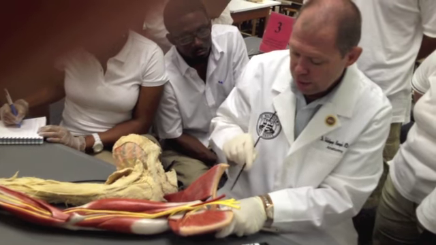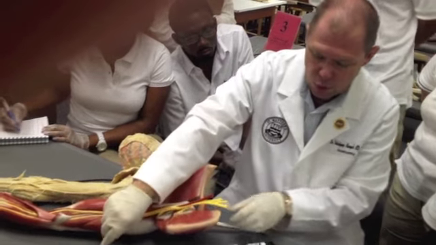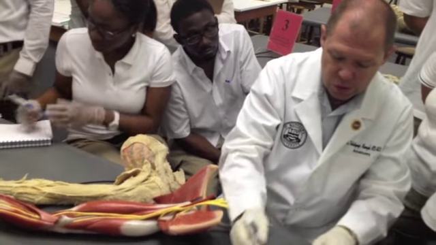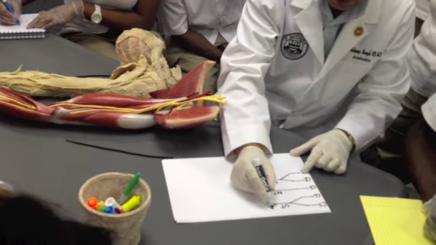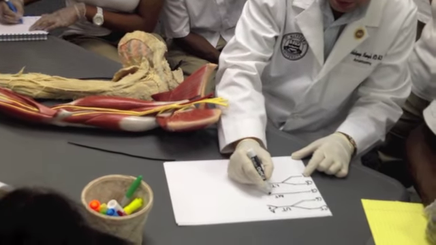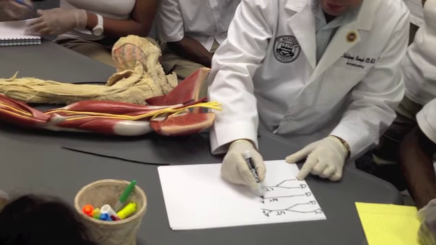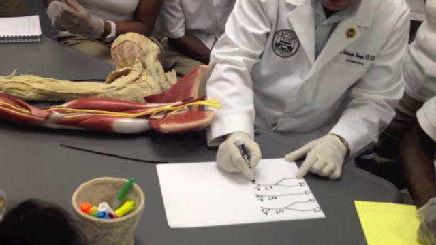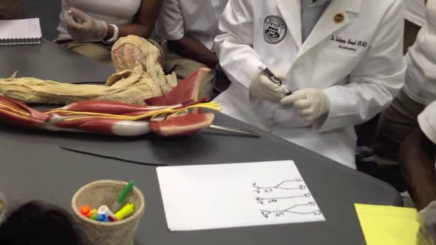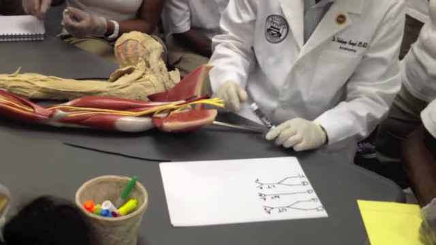Now, these trunks, every single one, divide into 2 divisions. Anterior division, posterior division; anterior division, posterior division; anterior division, posterior division. What does it mean, divisions? That is a very important concept.